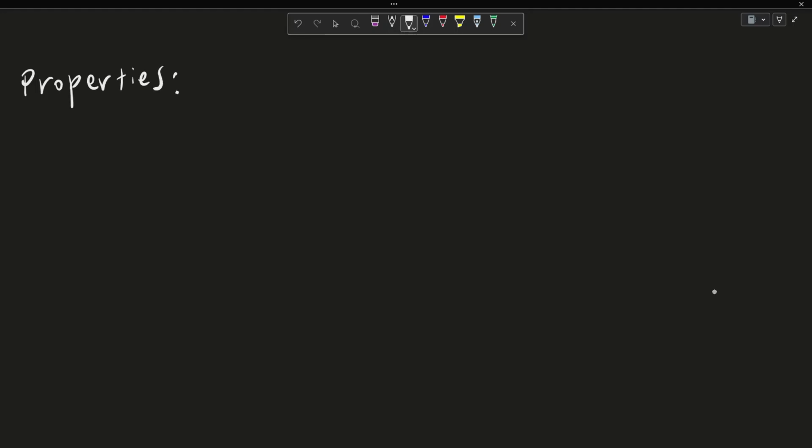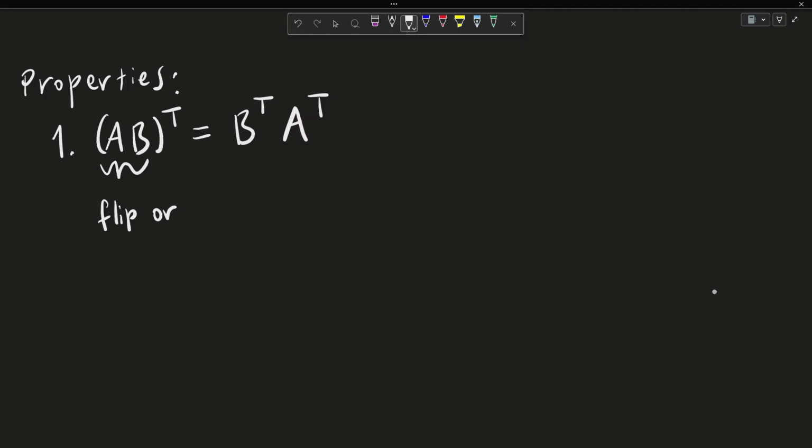So first, and most importantly, the transpose of AB, if we're to transpose this matrix multiplication, it's the same as taking B and transposing it and multiplying it by A transposed. So the important thing to note is that we flip the order of A and B and then we can simply distribute the transpose.